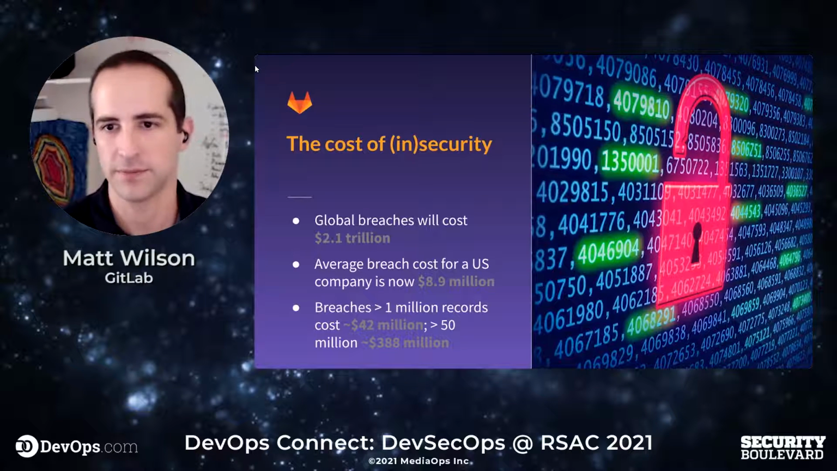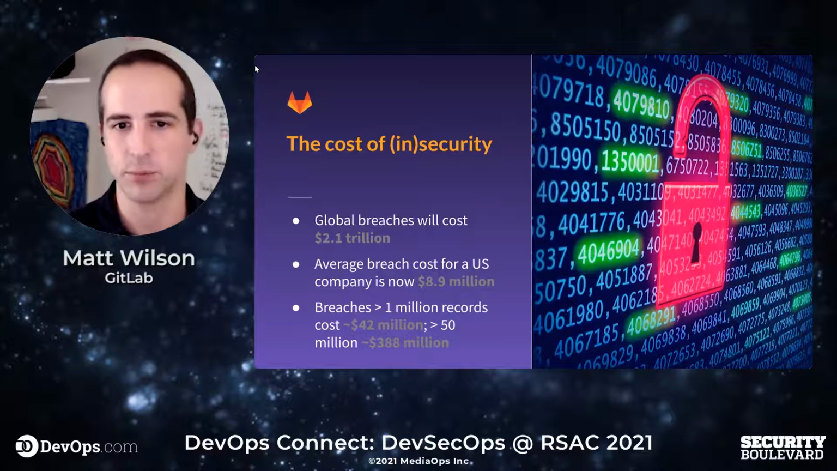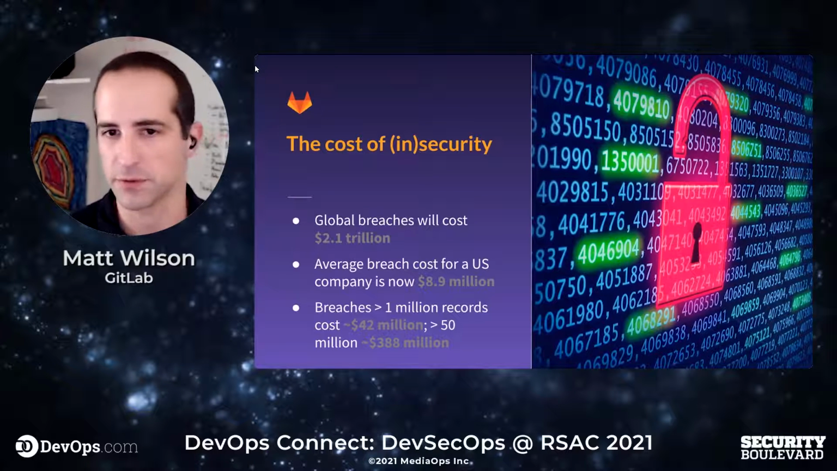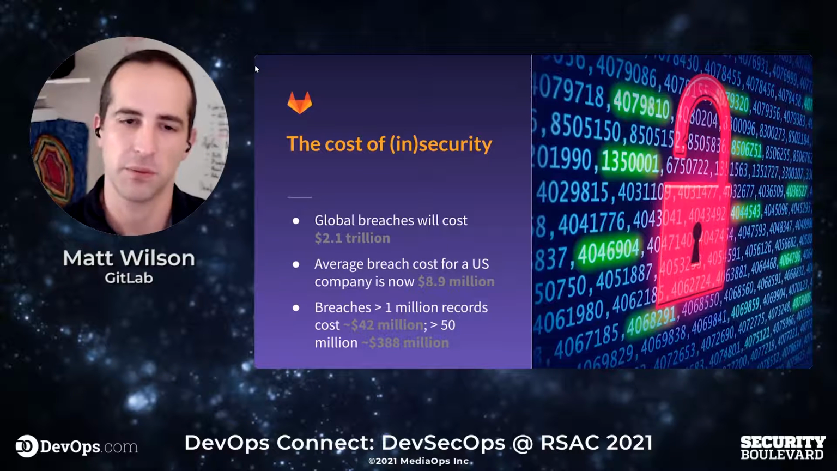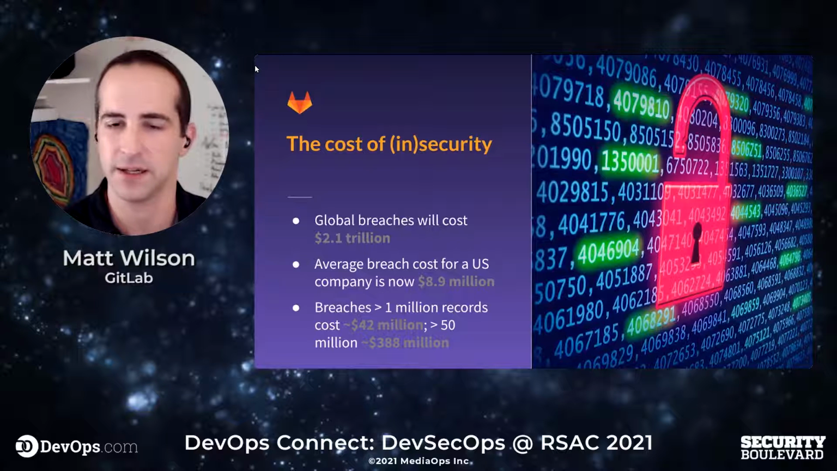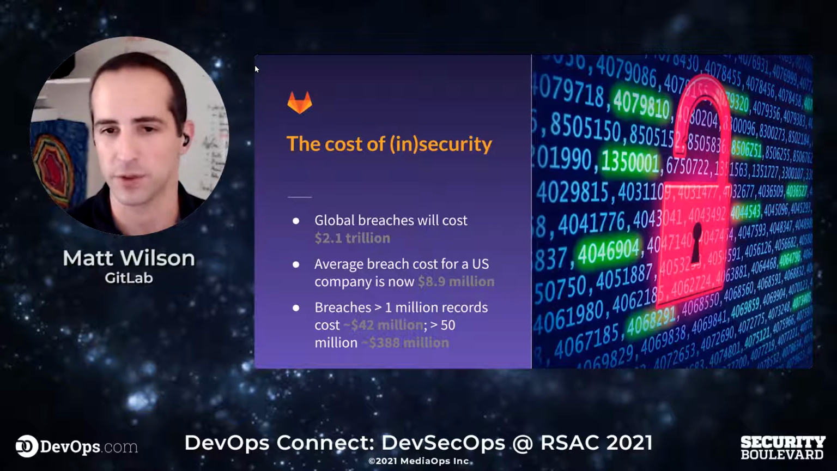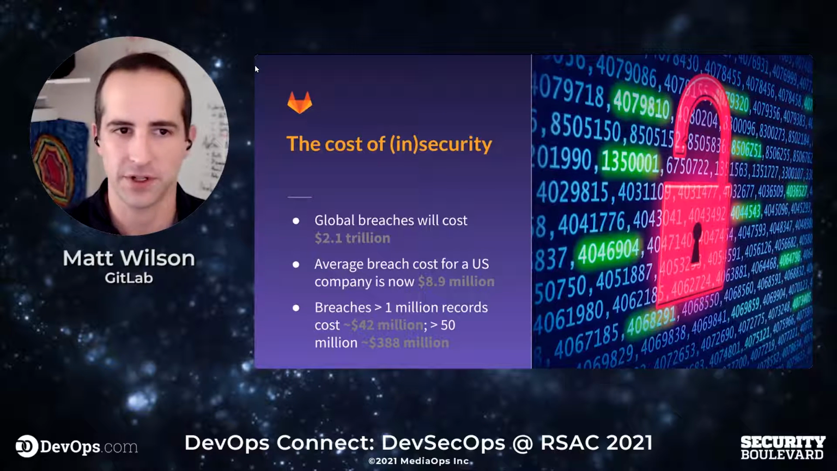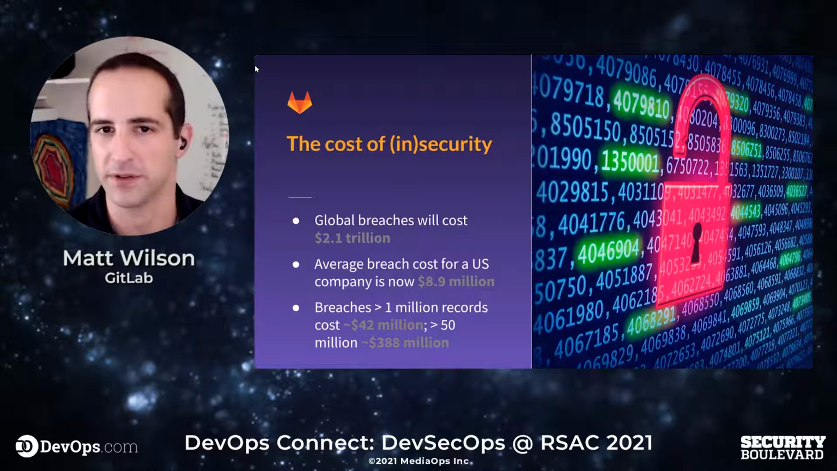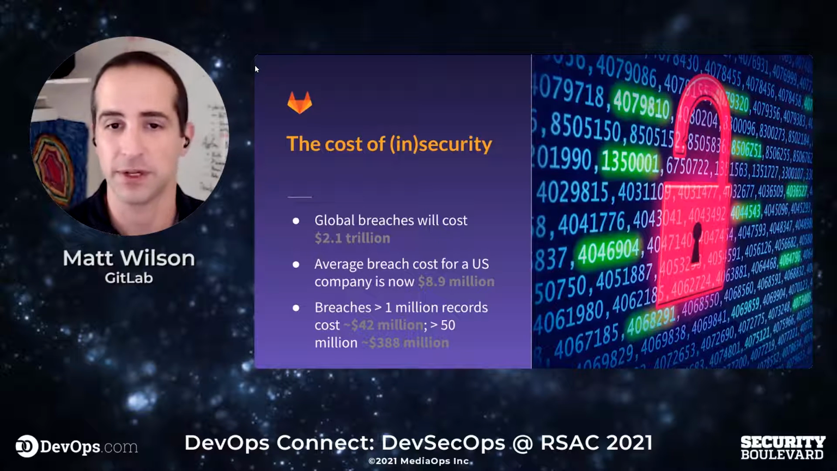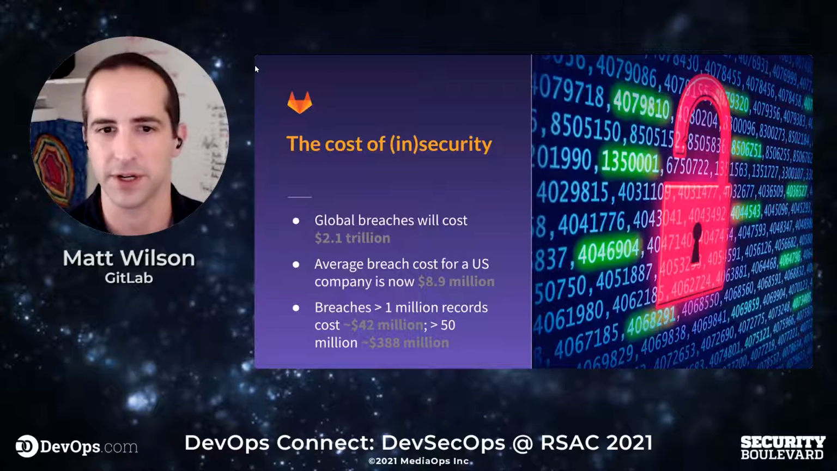So the cost of data breaches, usually as a result of a vulnerability, is staggering. By some estimates at the end of 2019, it was over $2 trillion globally, and some projections put it as high as $6 trillion by the end of 2021. The average data breach cost just for a US-based company was almost $9 million at the end of 2019, and it's increasing at a double-digit rate every year.